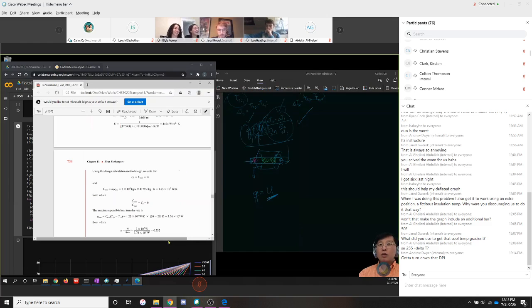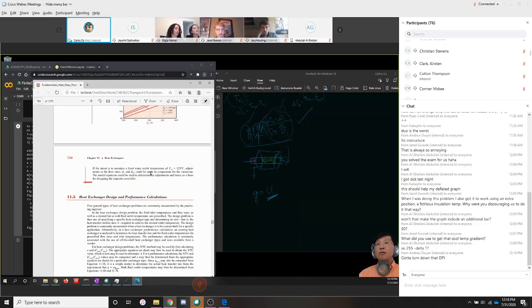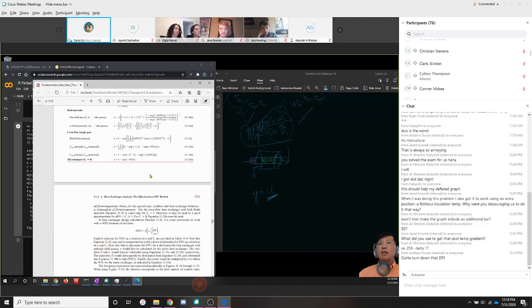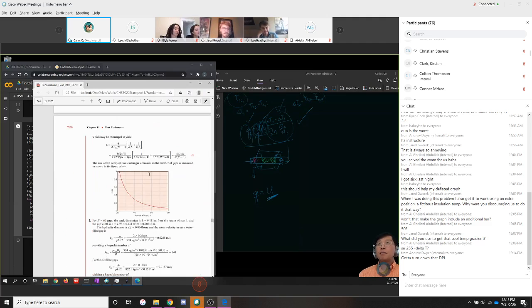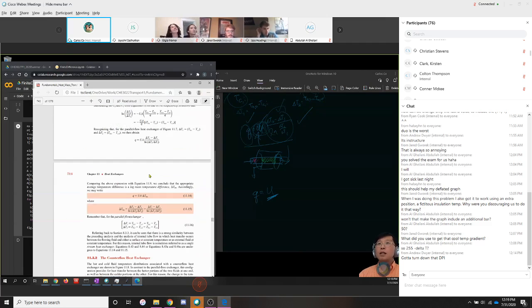Why is this thing so hard to use? I don't want Microsoft Edge as my default browser. Okay. I hope this doesn't crash anymore. All right. Okay. So back here.